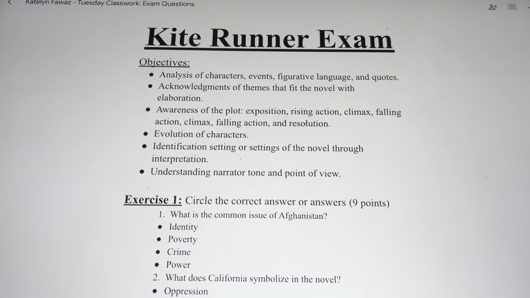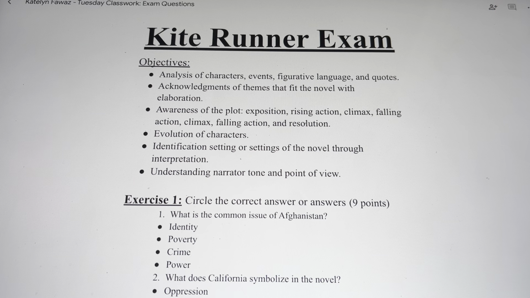And then you have identification of settings in the novel through interpretation. For example, the old Afghanistan, the new one, what's the difference? What does Afghanistan symbolize? What does it stand for? The old Afghanistan reminds Amir of what happened with Hassan, the traumatizing event of 1975. And then what does California represent? It represents freedom, all of these things.